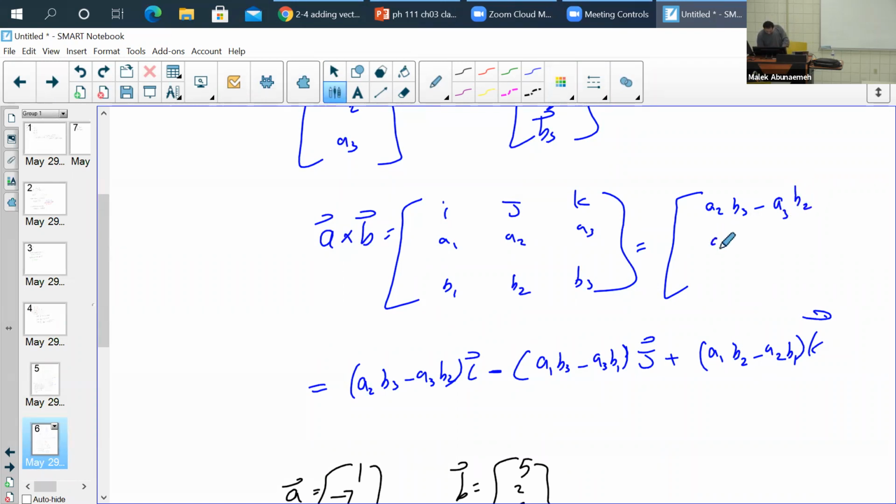B2. This is A3 B1 minus A1 B3, minus this is going to be A1 B3 minus A3 B1. And this is going to be positive A1 B2 minus A2 B1. And again, this is going to be orthogonal to A and B.